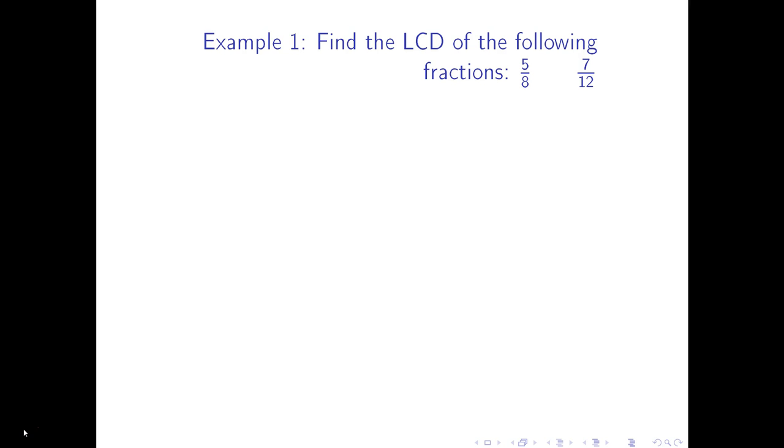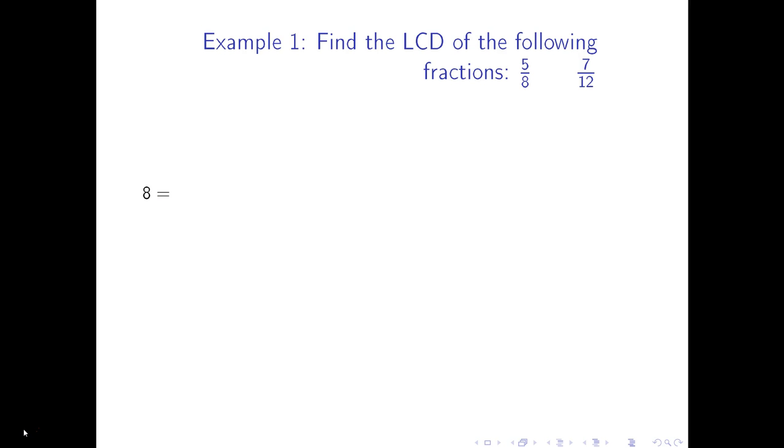To find the least, there's a lot of ways that you can go about this. You could just plug in numbers and test, 8, 16, go through the list of multiples of 8, multiples of 12, and see what overlaps. And that would work, but sometimes that can be extremely cumbersome. So instead, I'm going to teach you a different method known as the factoring method. It's sometimes how it's referred to.